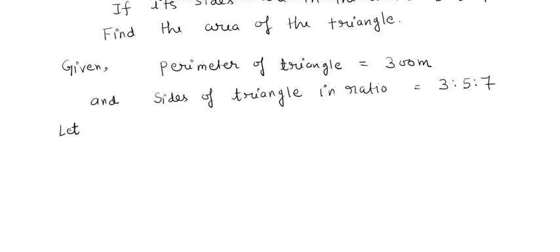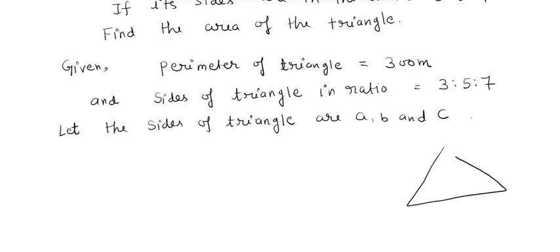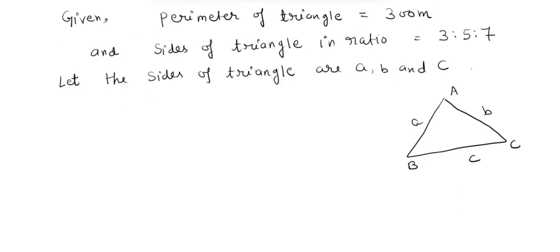Let the sides of triangle are A, comma B and C. Okay, so here you make a triangle ABC, side A, B and C. So now A is equal to 3x, B is equal to 5x and C is equal to 7x.